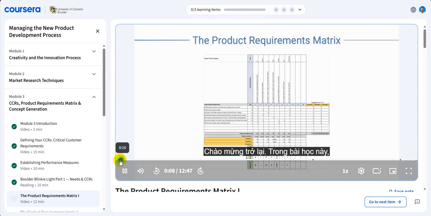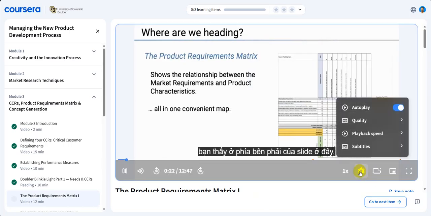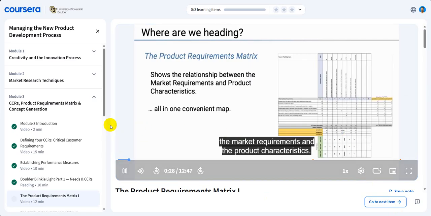Welcome back. In this lesson, we're going to talk about the product requirements matrix, what it is, and how it relates to product development. Where are we heading with this idea? The product requirements matrix, which is what you see on the right-hand side of the slide here, shows the relationship between the market requirements and the product characteristics.